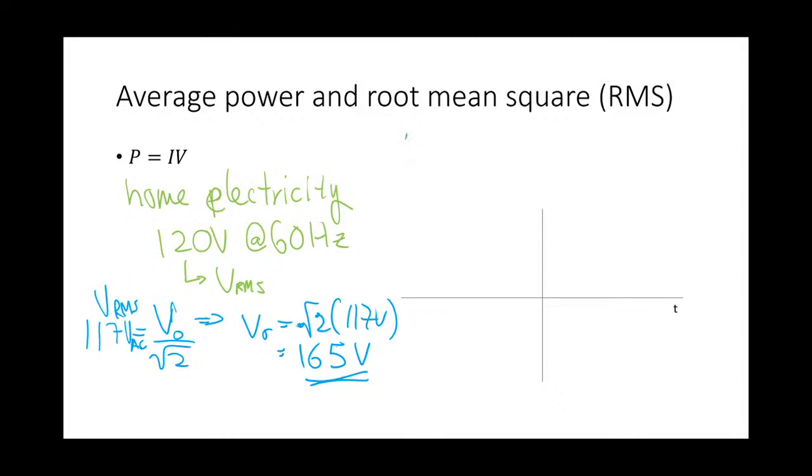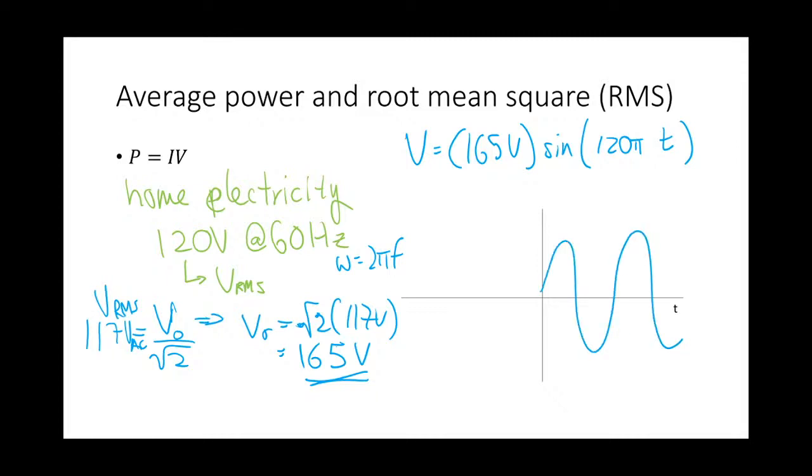So the actual function for that would be 165 volts times sine, and then because this is in hertz, omega is 2 pi f, so that's 120 pi t. So it goes up and down, up and down, up and down. And if this is your V, your period here is 1 over 60 seconds, roughly. Your amplitude here is actually 165 volts.